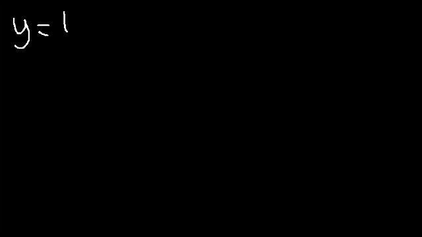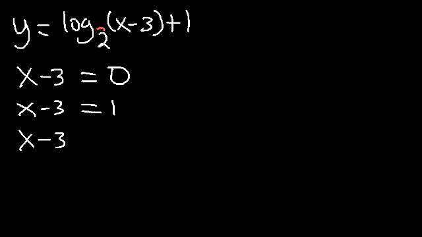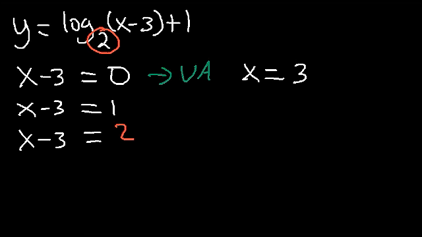So let's move on to the graphs of logarithms. How can we graph it? For logs, set the inside part, the x minus 3, equal to three things: 0, 1, and whatever the base is. In this case, the base is 2. So we're going to set it equal to 2. Now, when you set it equal to 0, it's not going to give you a point. Rather, this is for the vertical asymptote. So if you add 3 to both sides, you can see that the vertical asymptote is at x equals 3.